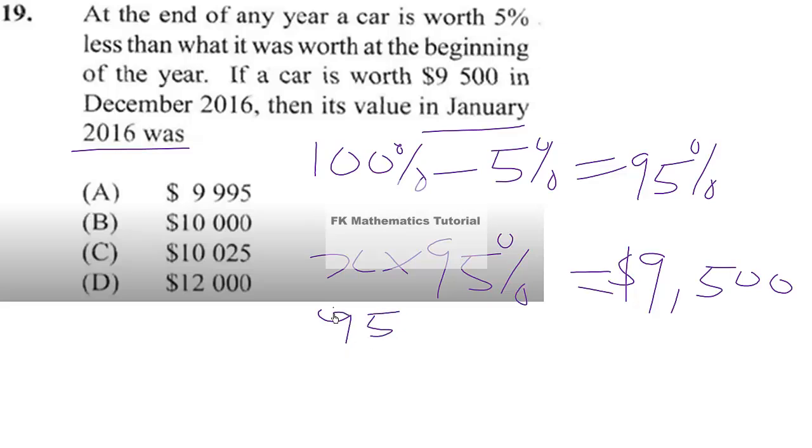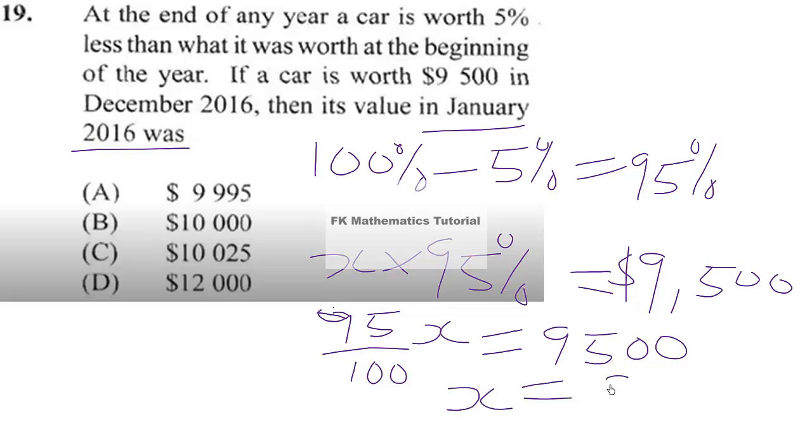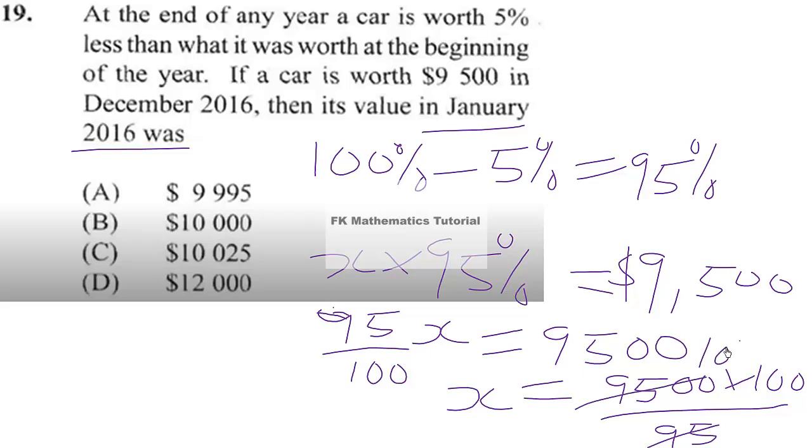So we need to calculate for X. So 95 over 100 X is equal to 9,500. Okay. So we need to cross multiply. So X will be equal to 9,500 times 100 over 95. So 95 will go into 9,500 100 times. So 100 times 100 is 10,000. So it means the price at the beginning was $10,000.